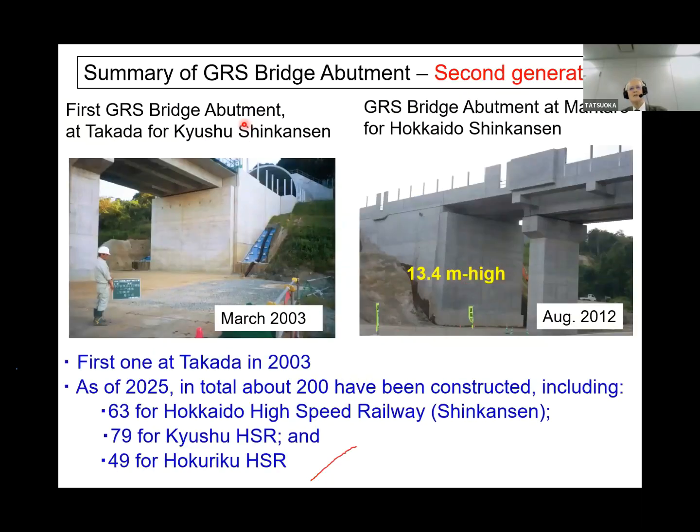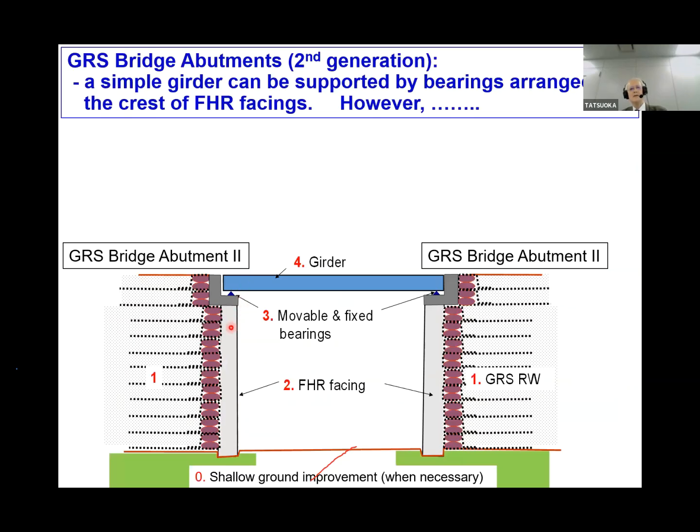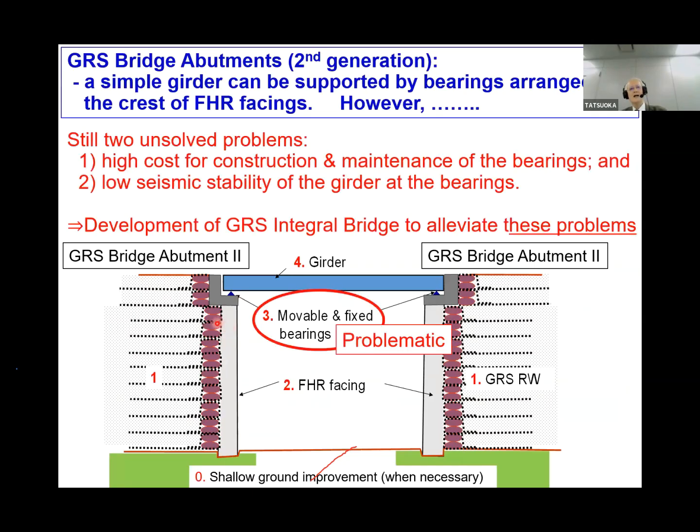So a summary of the GRS bridge abutment. The first GRS bridge abutment was constructed in 2003 at Tanata, and in 2012, the highest one was constructed. As of 2025, in total, about 200 have been constructed, many for high-speed railways in Japan. So a GRS bridge abutment of this kind is very advantageous. However, we have two unsolved problems. One is the high cost of construction and maintenance for bearings, and the second is the low seismic stability of the girder at the bearing.